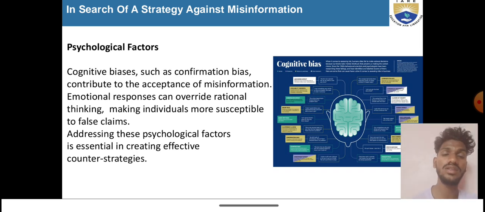Next, psychological factors. What are the psychological factors? Cognitive biases such as confirmation bias contribute to the acceptance of misinformation. Emotional responses can override rational thinking, making individuals more susceptible to false claims. Addressing these psychological factors is essential in creating effective counter strategies.